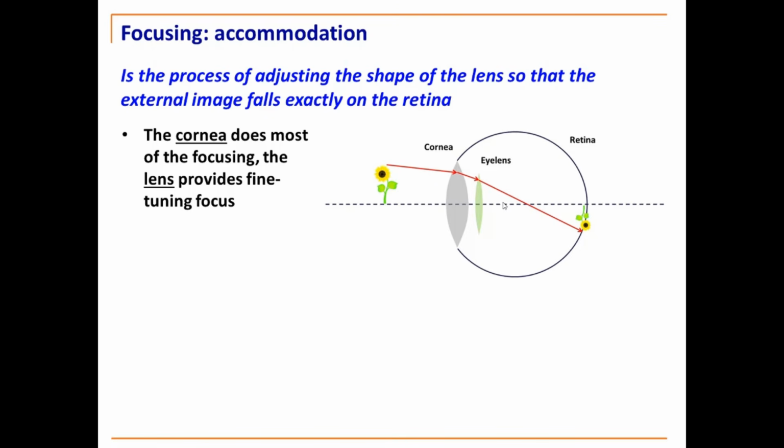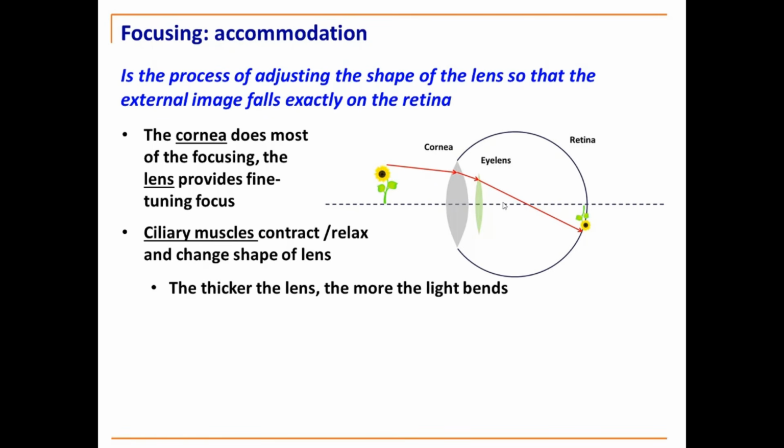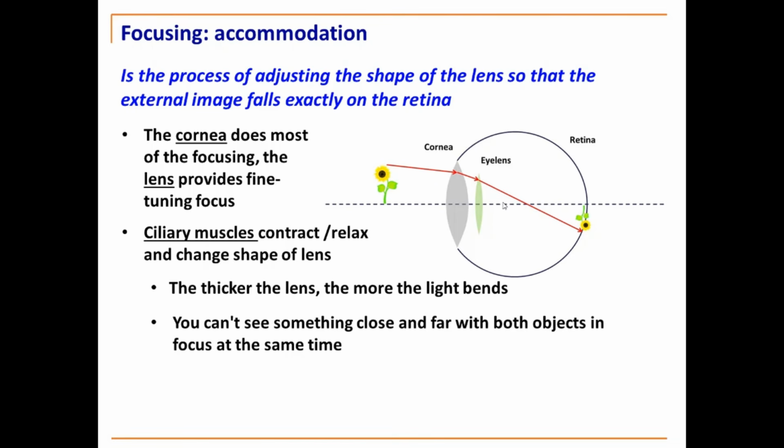The light is bent when it enters the cornea. The light is bent when it enters the lens, and it's bent again when it leaves the lens. But like I said, the cornea accounts for the majority of the bending power. However, the refractory power of the cornea is constant. The ciliary muscles contract and relax and help to change the shape of the lens. And the thicker the lens, the more the light bends. So you can't see something close and far with both objects in focus at the same time.